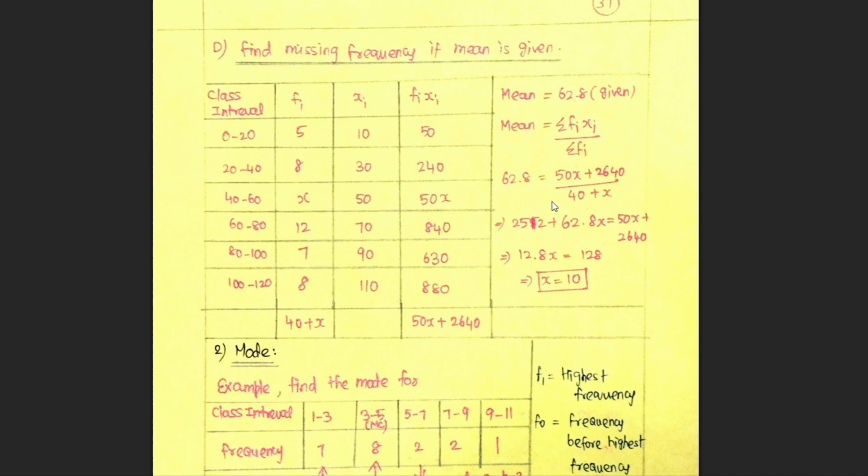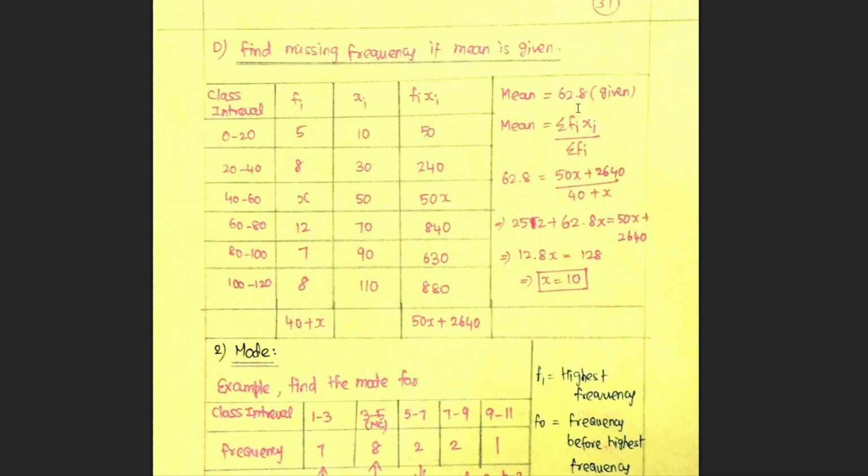And next is finding the missing frequency when the mean is given. So see very carefully here. Same steps. Fi, Xi, this I have done in the direct method itself. So 50, 240, 50x. I already told you how to find out Xi. Add both these things and divide by 2. Like this you have to do for everything. So here you multiply 5 and 10, 50, 240, 50x, 840, 630, 880, add everything. You get 50x plus 2640. You add everything, you get 40 plus x.